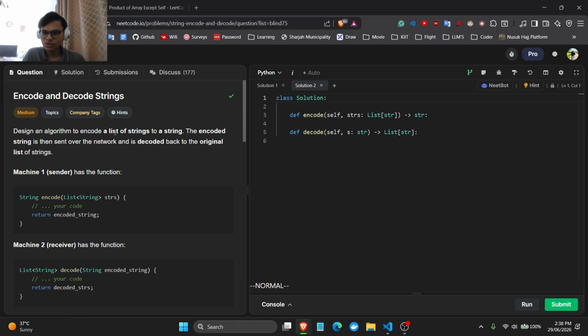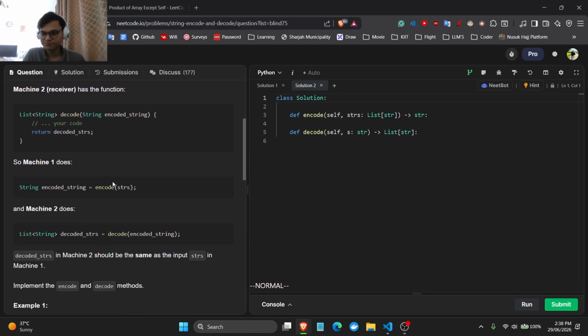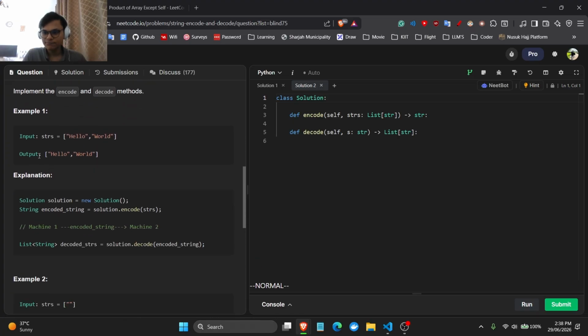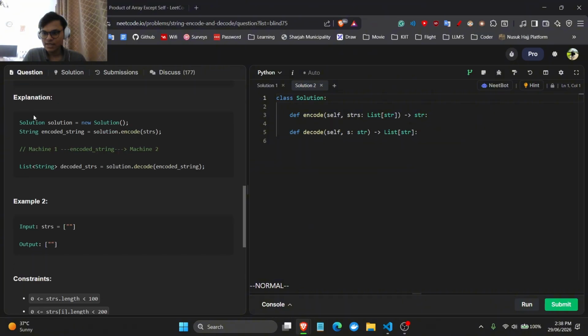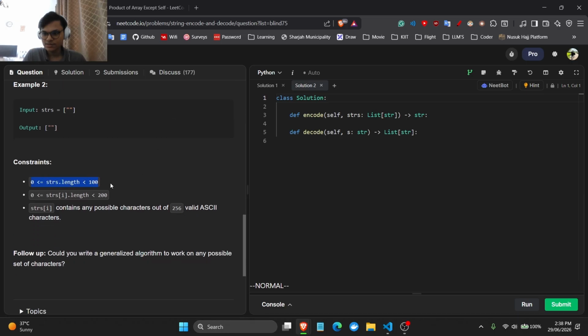Design an algorithm to encode a list of strings to a string. The encoded string is then sent over the network and is decoded back to the original list of strings. So machine 1 does the encode, and machine 2 decodes the string, which should be the same as the input strings in machine 1.